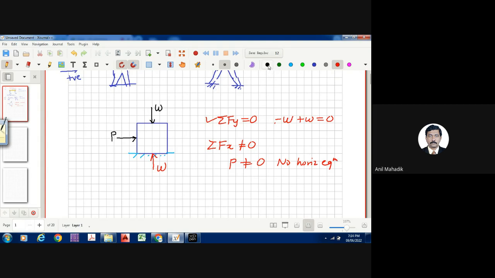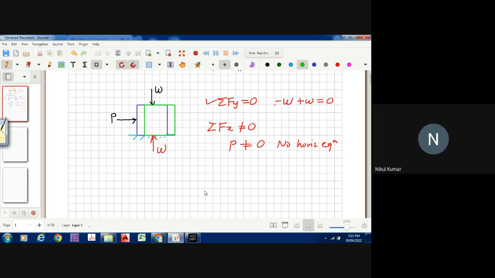So what will happen to this object? This will move to the right side, let's say like this. And as it is moving, we cannot say that it is in equilibrium. So if you want to make it equilibrium, what can you do? An equal and opposite load.